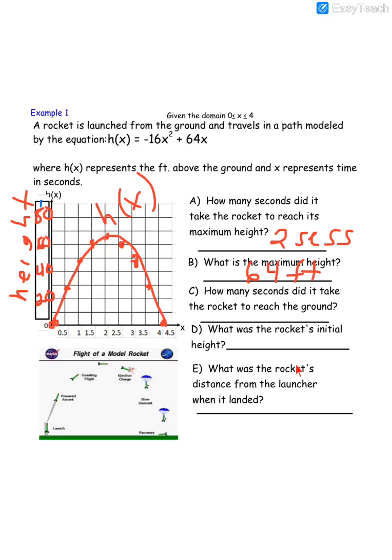How many seconds did it take the rocket to reach the ground? We said 4 seconds. What was the rocket's initial height? So it started on the ground at 0 feet.